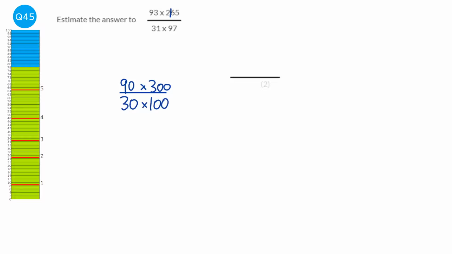Now the next step is to see things that we can cancel here. So we can divide top and bottom by 10 to make that a 9 and make that a 3. We can divide top and bottom by 100, make that a 3, make that 1. And we can divide top and bottom by 3, so that will make that 1, and that will make that 1. And so at the top we've got 9 times 1, which is 9. And at the bottom we've got 1 times 1. So 9 divided by 1 is just 9. So our answer will be 9.